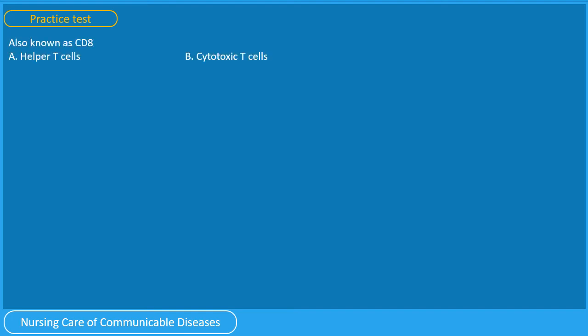Which is also known as CD8, A helper T cells, or B cytotoxic T cells? You have 5 seconds. The correct answer is B, cytotoxic T cells. Helper T cells are also known as CD4. Humoral immunity is A antibody mediated or B cell mediated. You have 5 seconds. If you answered A, antibody mediated, that is correct.